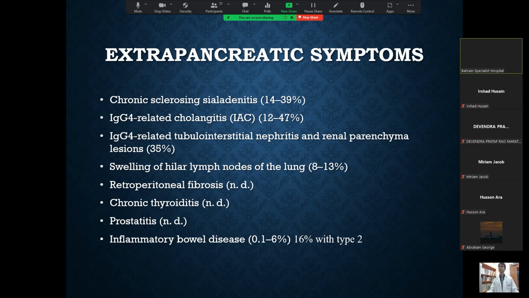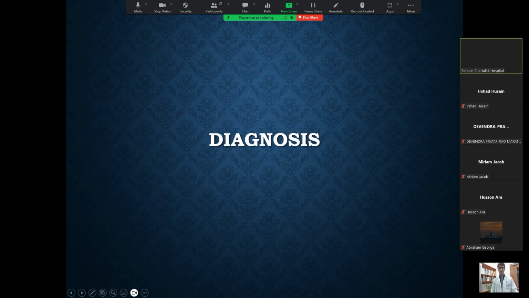We find some hilar lymphadenopathy. Think of TB or sarcoid, but this can also be kept in the differential and presents in around 8 to 13% of the cases. Retroperitoneal fibrosis, chronic thyroiditis, prostatitis, and inflammatory bowel disease, up to 0.1 to 6% in type 1 and up to 16% in type 2, are associated with autoimmune pancreatitis.